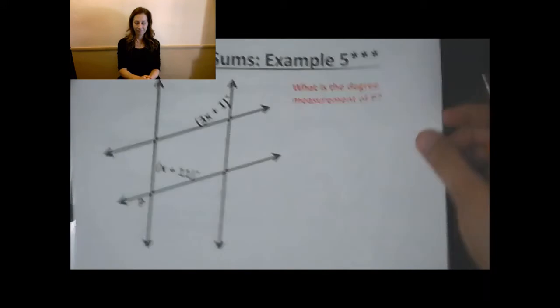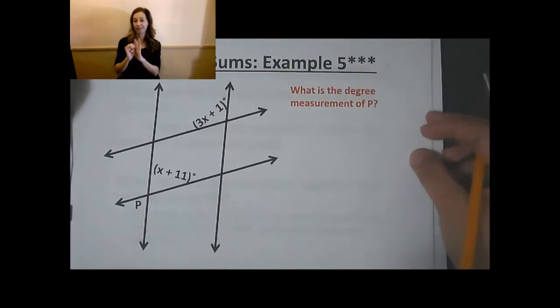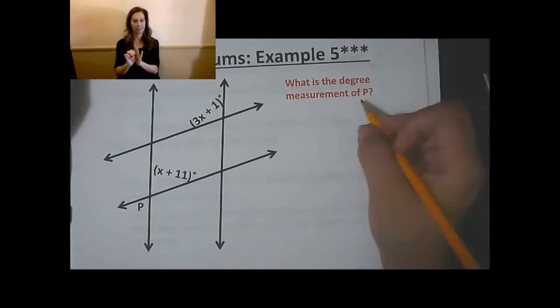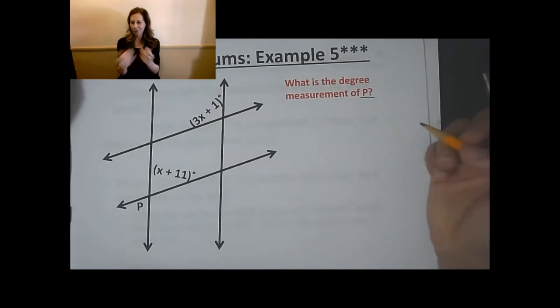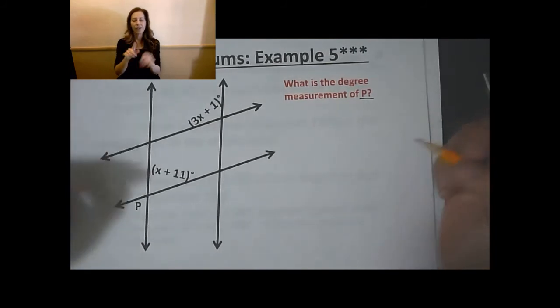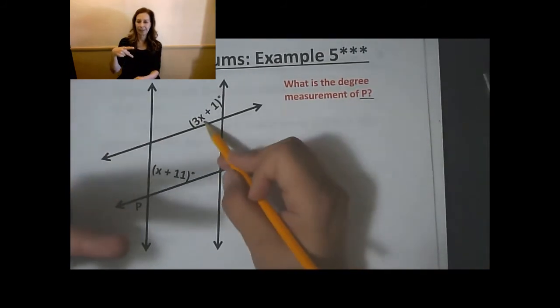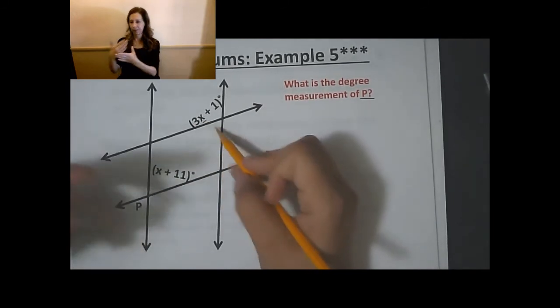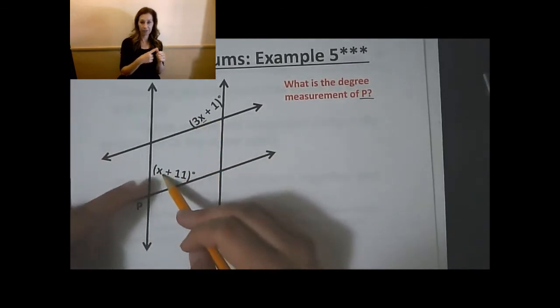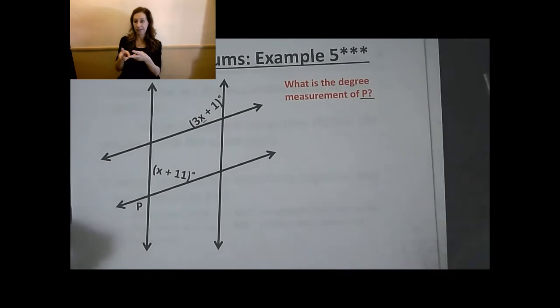Our last example. Here's our last example. You go ahead and figure it out. Try to find the measurement of P. Break it into 2 parts. Find the value of X first, and then plug it in to find P. Okay, so go ahead.